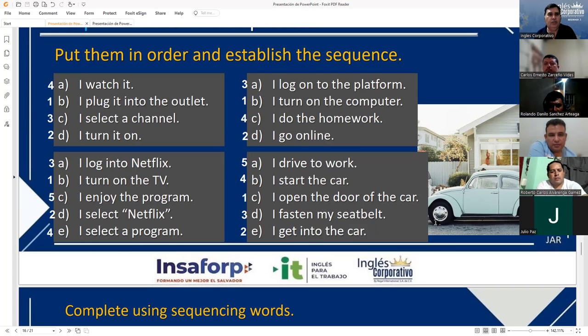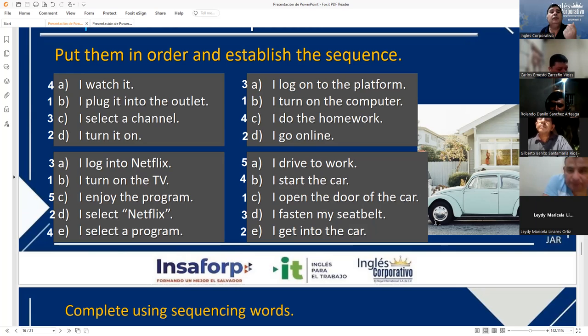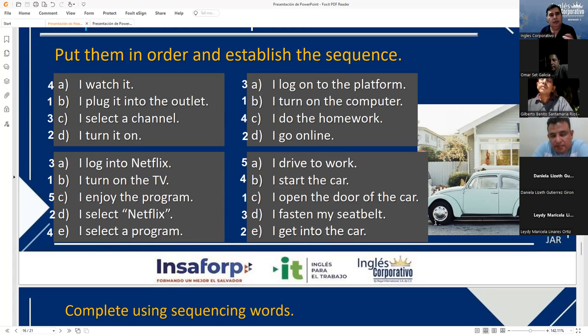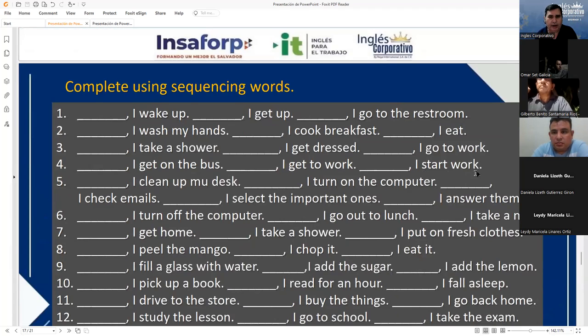Excellent. Very good. So, how do we say it? First, I open the door of the car. Next, I get into the car. I fasten my seatbelt. After that, I start the car. And finally, I drive to work. Excellent. Very good. That's nice.